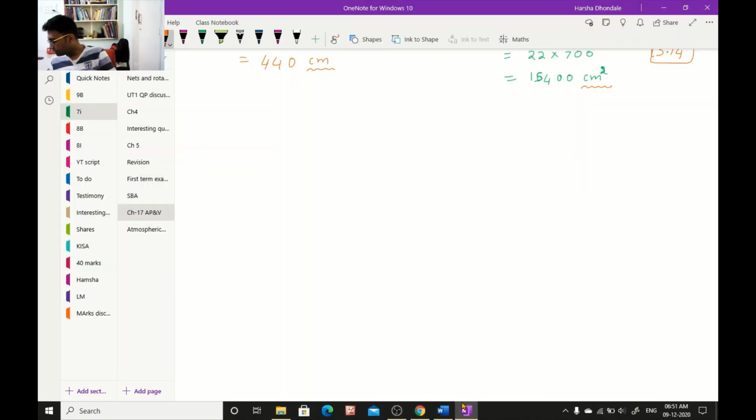Alright, so now we proceed further with our chapter area, perimeter and volume. We have solved a lot of problems from this. Now we are moving towards volume, and then in that I will be solving a few sums. Before that, I'll just solve one problem from area, which is problem number 11, page 275.